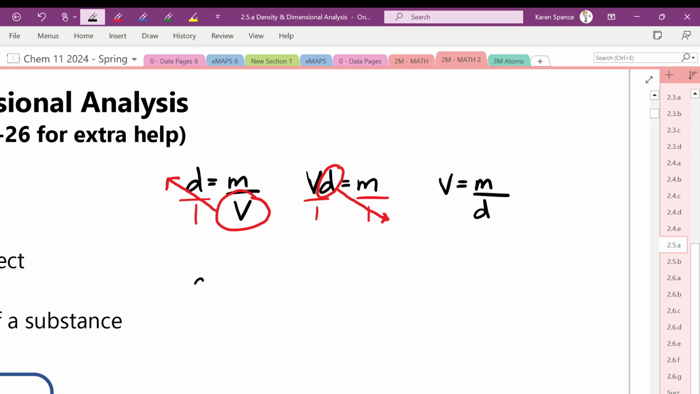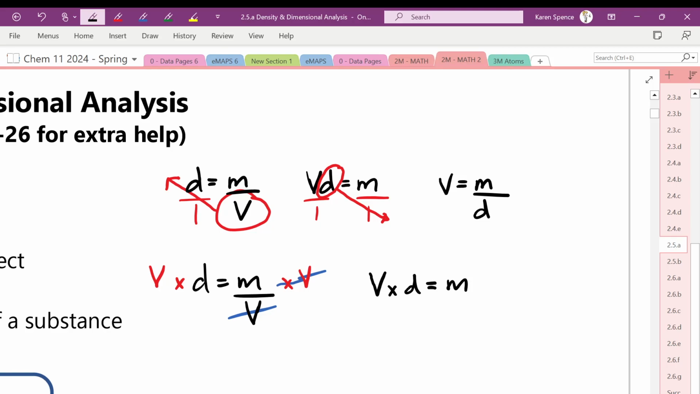Other ways that people really enjoy doing it, their preferred method: you don't want V in the denominator, so you can multiply both sides by V. That will cause V to cancel. Yes? So you are now left with V times D equals M.